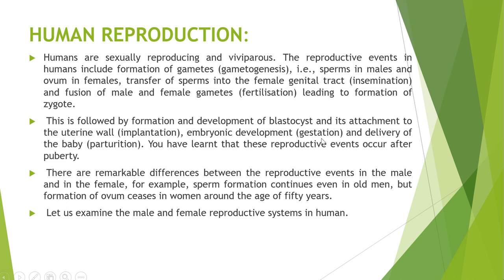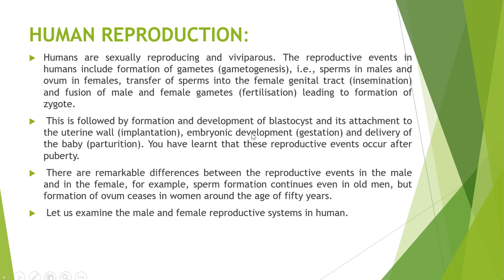That means embryonic development during the 9 months of the baby. Okay, that is called the gestation. And then there is parturition. That means the delivery of the baby. All these reproductive phases are included in human reproduction.